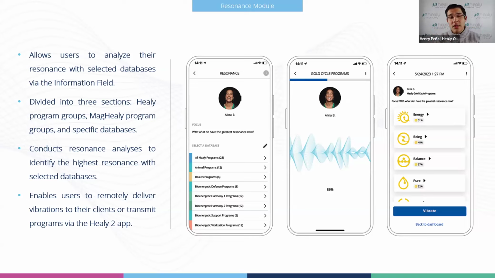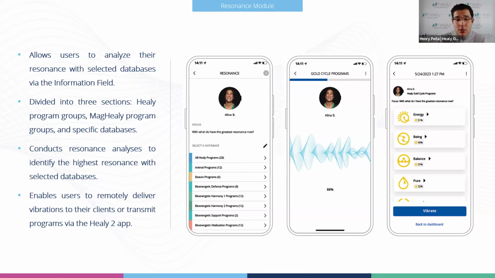The resonance module is the one that will always have as the default focus statement, "What do I have the greatest resonance with now?" The idea is that it will give you the programs or the databases for the specific program groups. Sometimes you also get specific databases that don't really have anything to do with our programs. That's because the resonance mode is divided into three different sections, and it's going to tell you the one that you need the most at this moment, or the one that resonates with you the most.